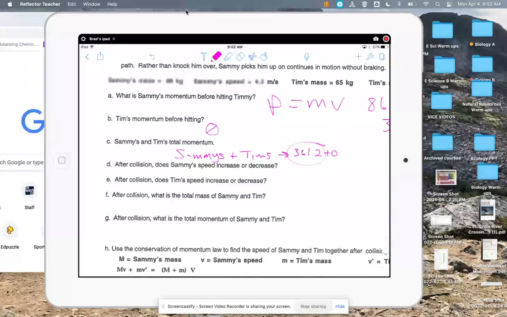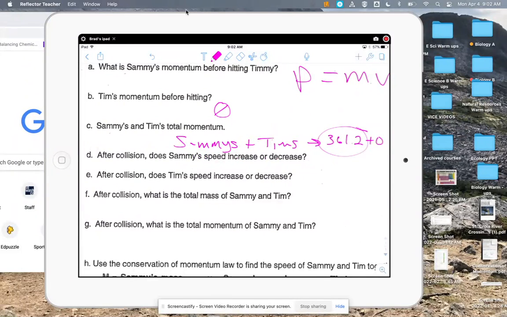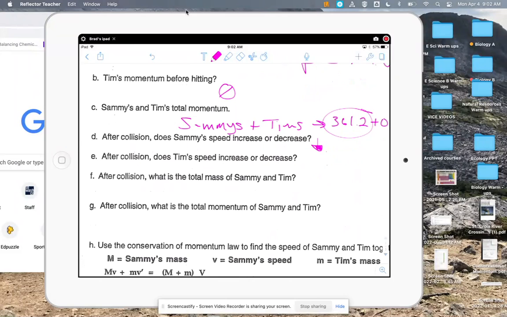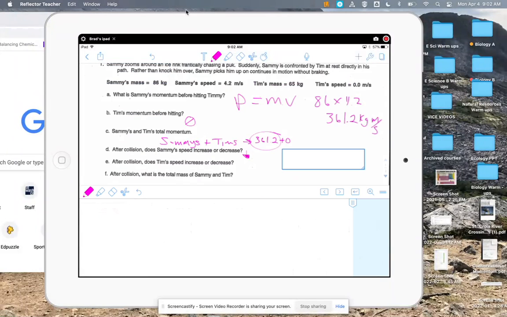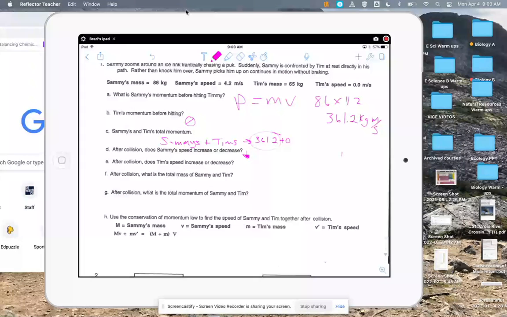So now for letter D, after the collision, does Sammy's speed increase or decrease? Well, Sammy's going to add more mass to the system by picking up Tim. And so therefore you should be already thinking that his speed is going to decrease. And Tim had no velocity, and since he gets picked up by Sammy, Tim's speed is going to increase.